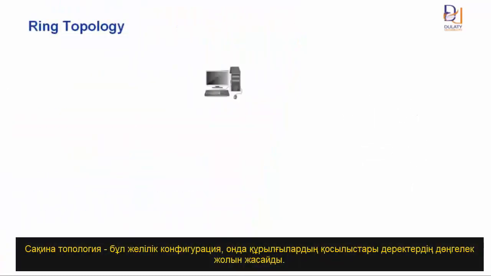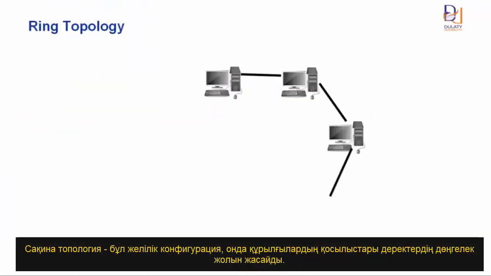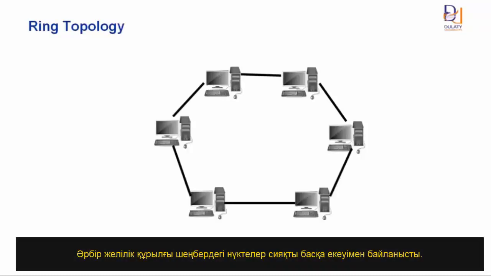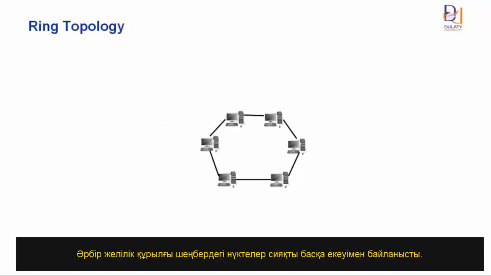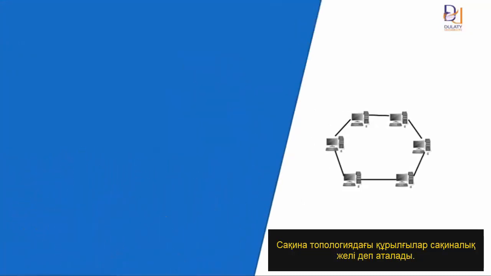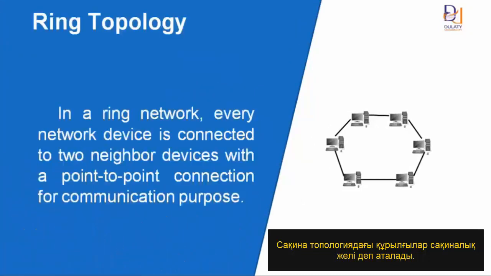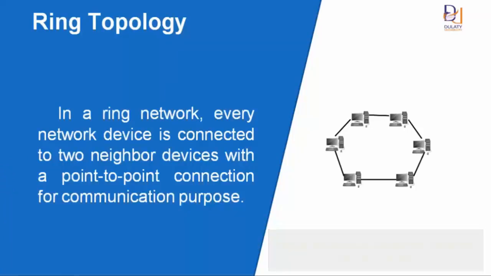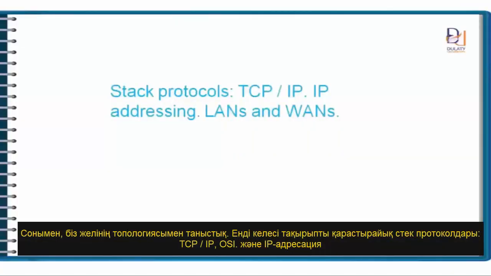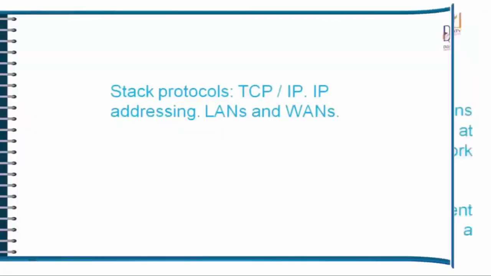A ring topology is a network configuration in which device connections create a circular data path. Each network device is connected to two others, like points on a circle. Together, devices in a ring topology are referred to as a ring network. So, we have got acquainted with the network topologies. Now, let's look at stack protocols, TCP/IP, OSI, and IP addressing.